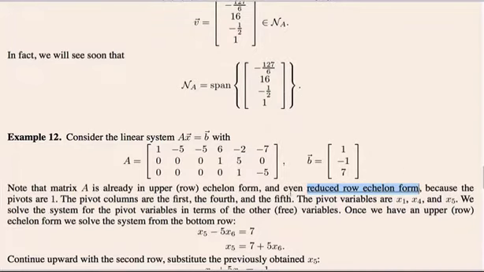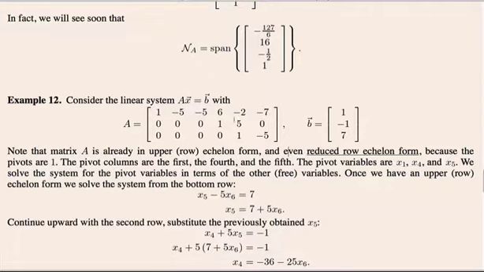Used in many other textbooks because the pivots are 1. And this is useful to have pivots 1 because then we need a little bit less operation, we don't have to divide. The pivot columns are the first and the fourth and the fifth columns, and the pivot variables then are x1, x4 and x5. So we will solve the system for the pivot variables in terms of the other three variables that are x2, x3 and x6.